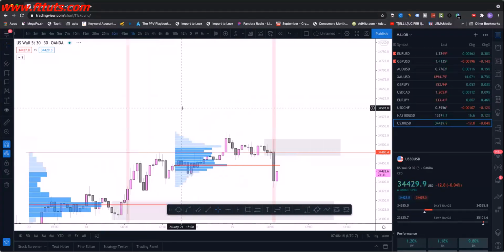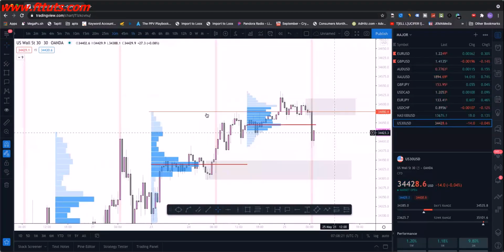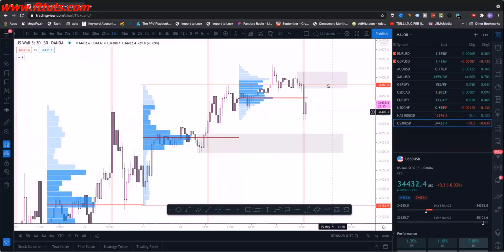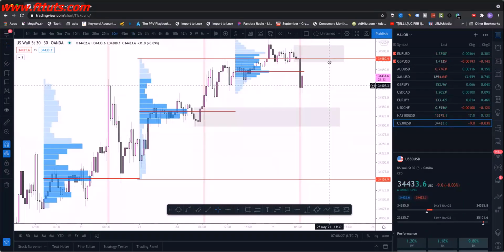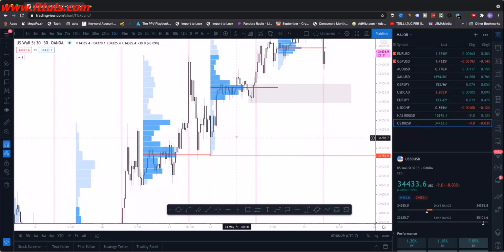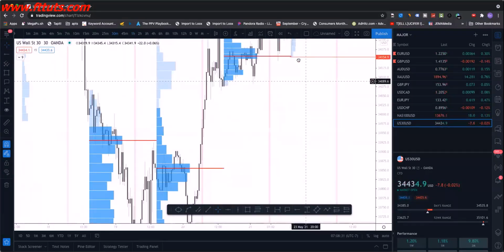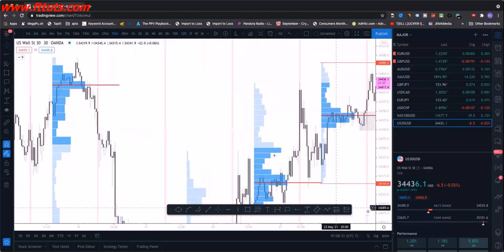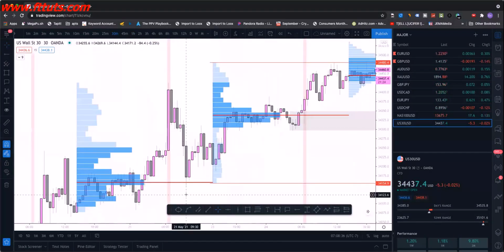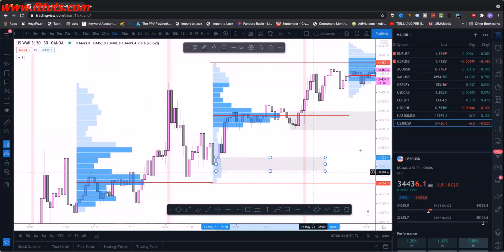Down to the 30-minute. I'm just going to leave this zone as is. And I'm looking for other areas to possibly buy from. So this area was broken, caused by this area here. So this is a nice zone right here on the 30-minute chart.